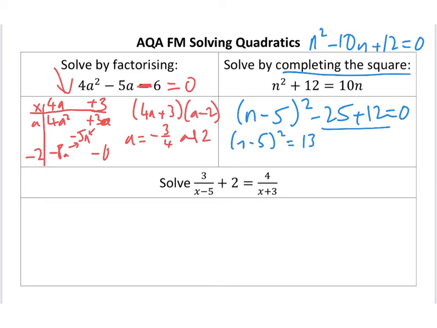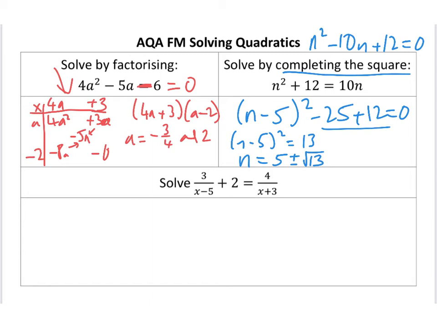I'm then going to get n, I'm doing a couple of steps at once, equals 5 plus or minus the square root of 13. Stick that in your calculator if you like. I'm not going to, but there's where your two answers come from. Now then, final one. Shall I do this in red again? I'll do it in red again.